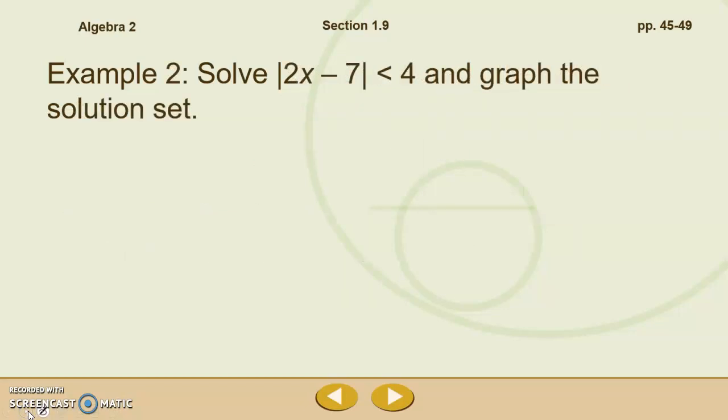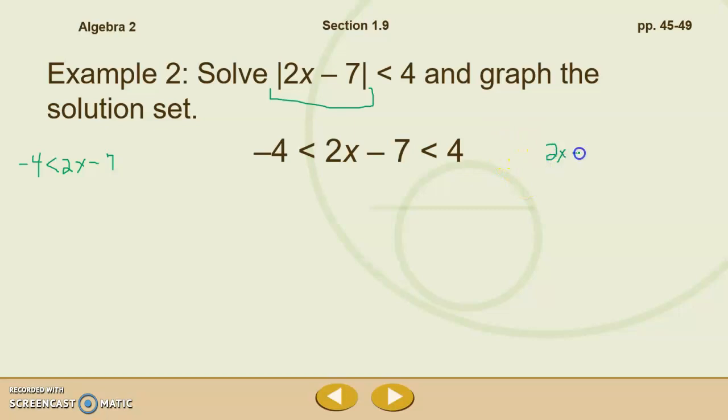All right, let's solve. The absolute value of 2x minus 7 is less than 4, and then graph the solution set. First, we need to isolate the absolute value on one side of the equation. It has been isolated, so then we can go ahead and write it as 2 inequalities. Now, you're more than welcome to split these this way. Negative 4 is less than 2x minus 7, and then a second inequality of 2x minus 7 is less than 4. You can write those 2 separate inequalities, or you can just write it as one long inequality like they have done here, whatever works best for you.